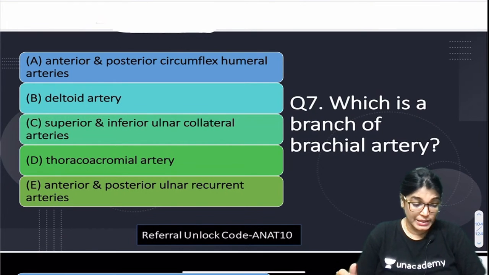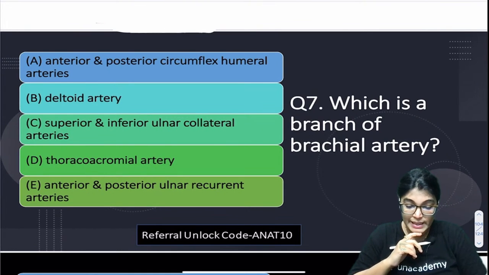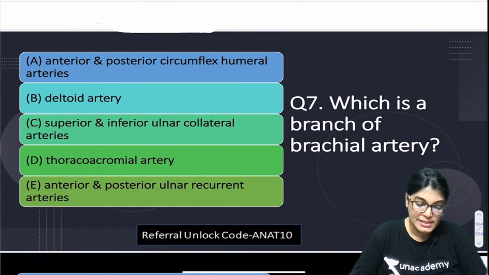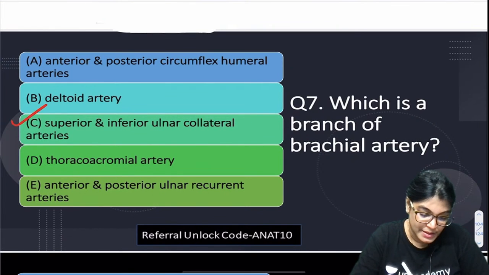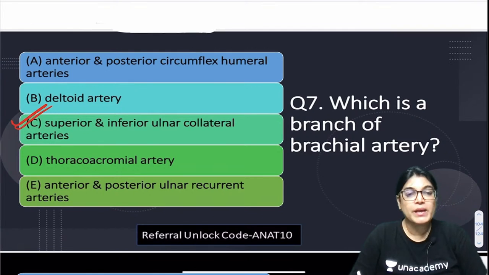So till now, I haven't found any correct answer. The correct answer is C. My dear friends, the correct answer of question number 7 is C. Superior and inferior ulnar collateral artery is a direct branch from brachial artery. I will show you the diagram and explain you, don't worry. C is the correct answer.